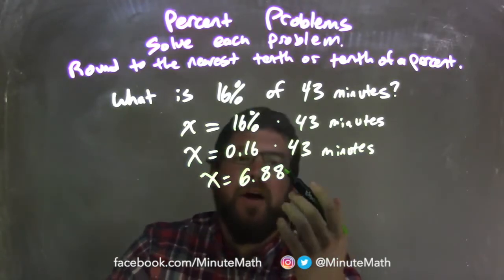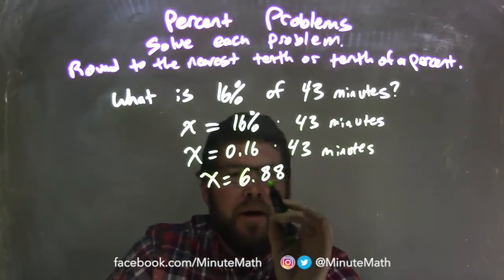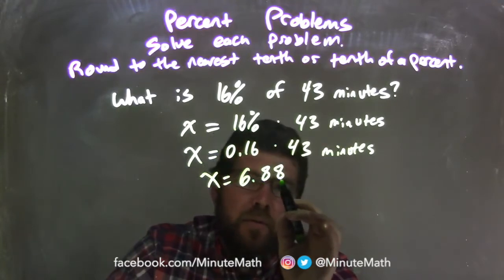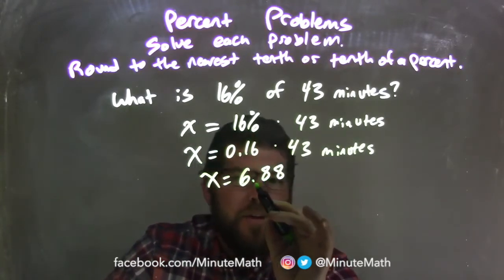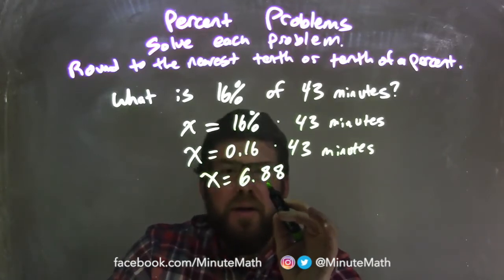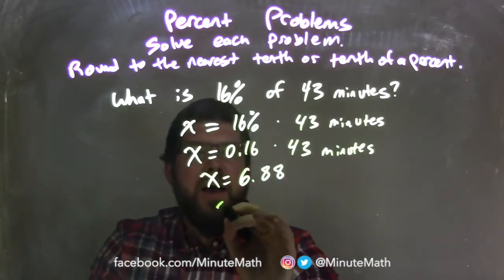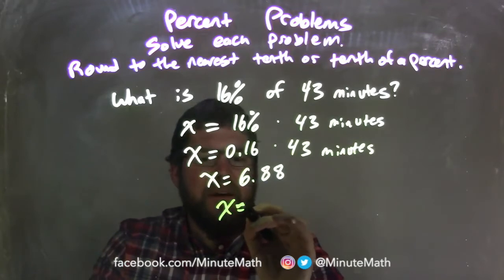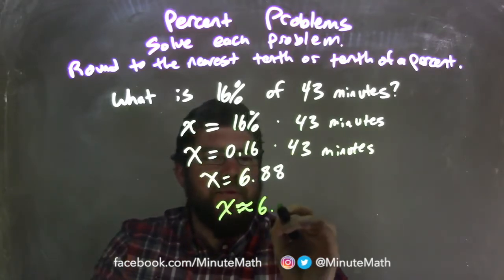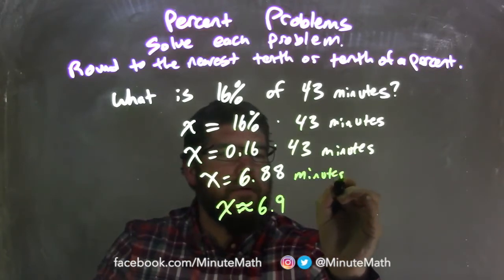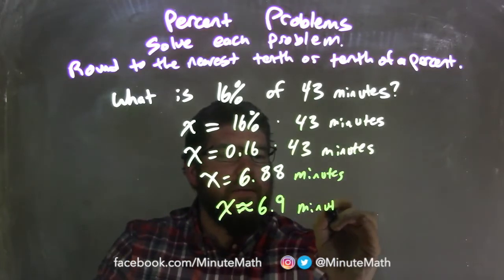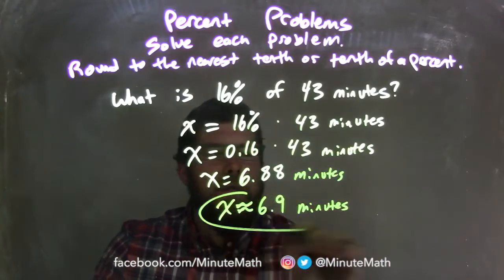My next one here, I'm going to make that an approximate because I'm rounding. I'm looking at this 8 here and the 8 to the right. That 8 on the right causes the 8 on the left, just before the decimal point, to round up. So it leaves me with x is approximately 6.9 minutes. Don't forget my units. And there we go.